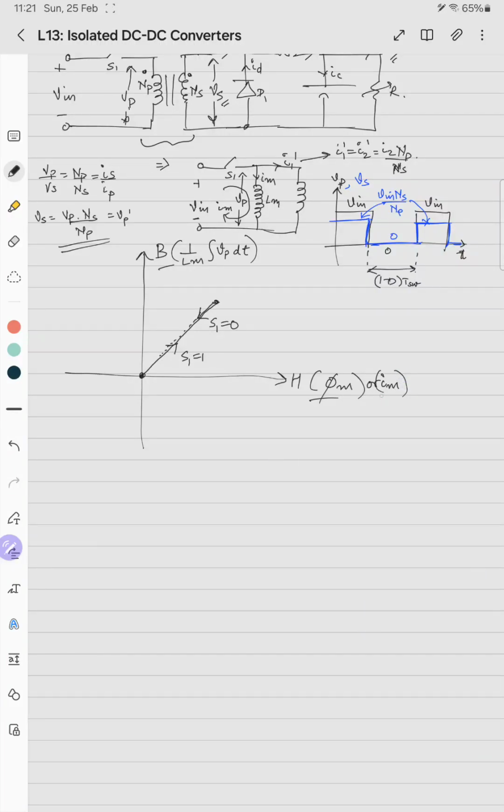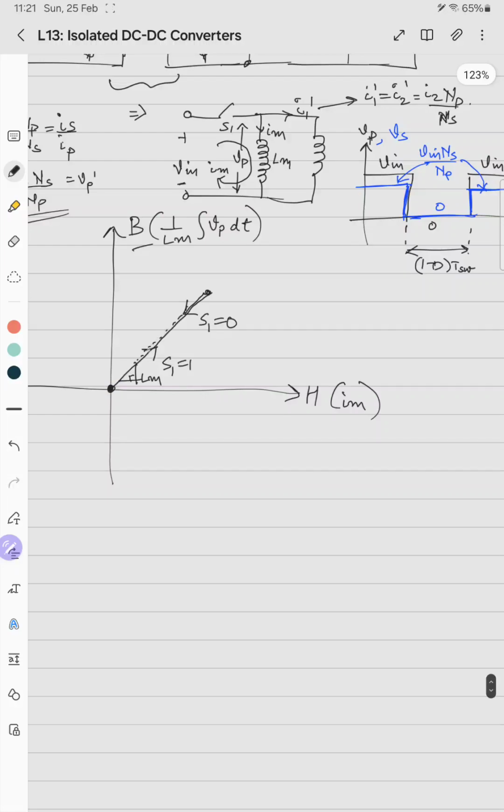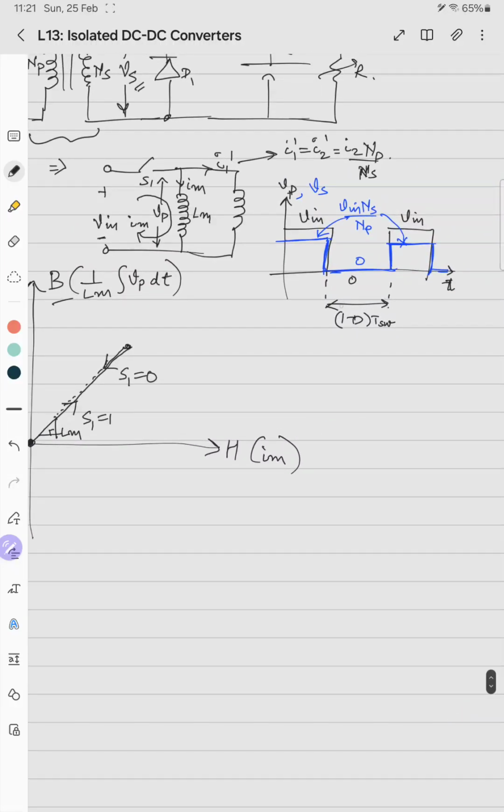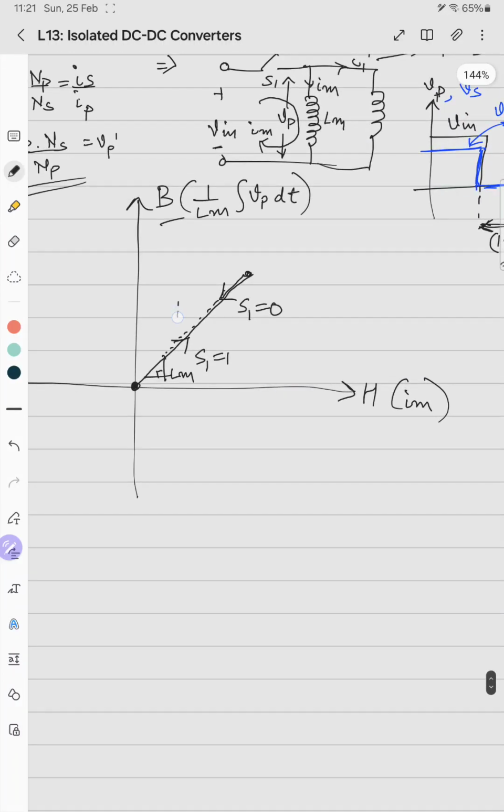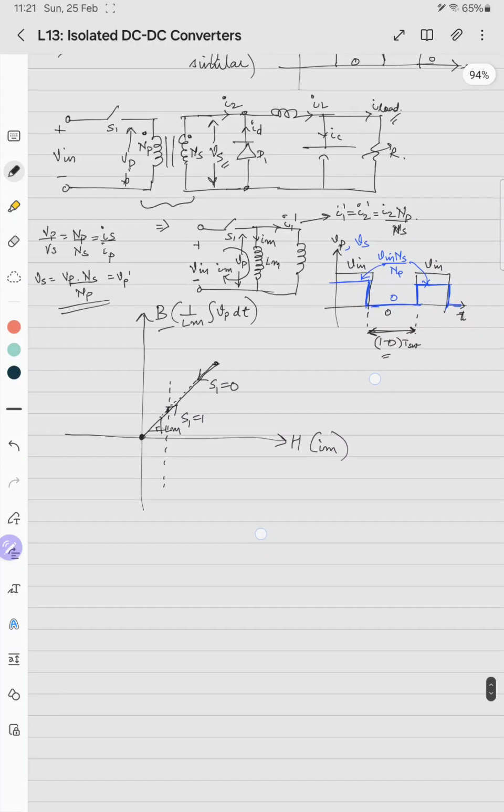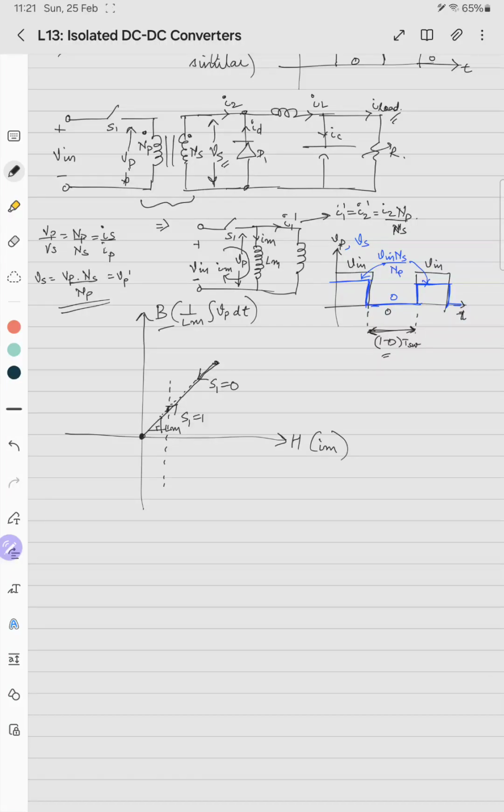So the slope, if this is Im, okay, I will remove phi m and I'll write only Im. So this slope is Lm. What happens is the magnetizing current should touch 0 within the switching time, it should at least touch 0. What happens if it does not touch 0, if it lies over this point, in this case there is some finite Im. Now this is Im of 0 for the next switching period. This will be Im of 0 for the next switching cycle.